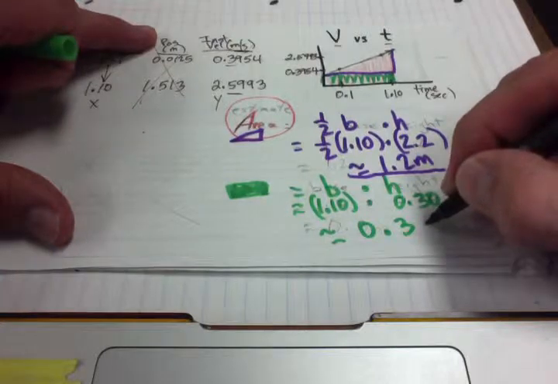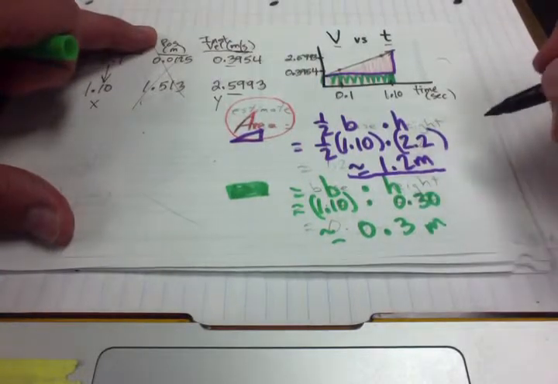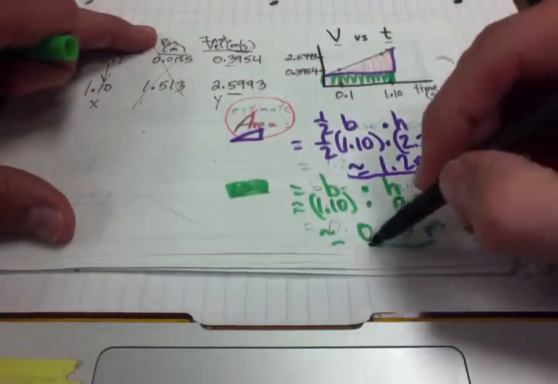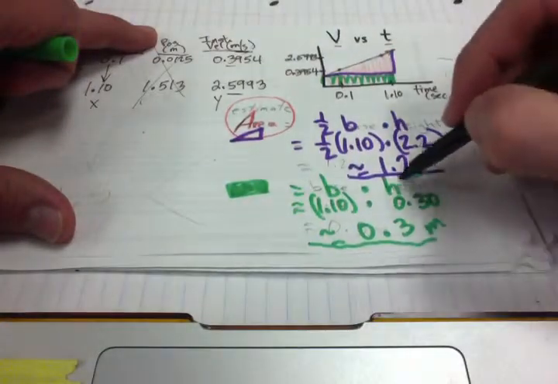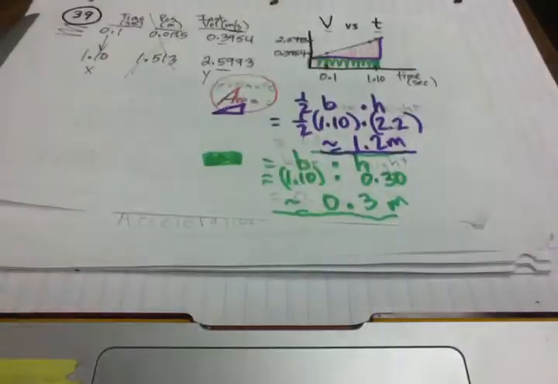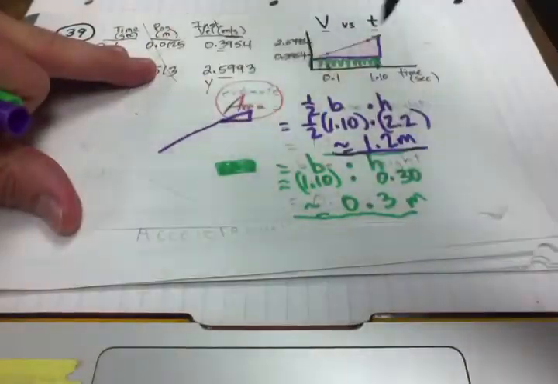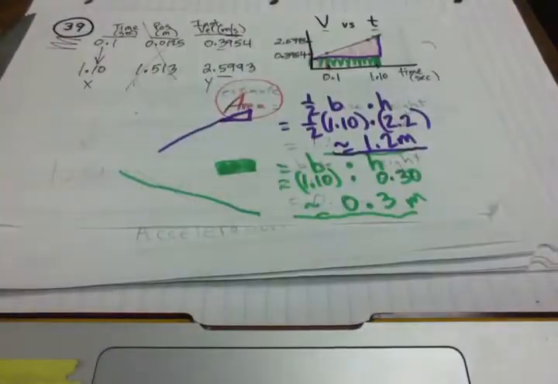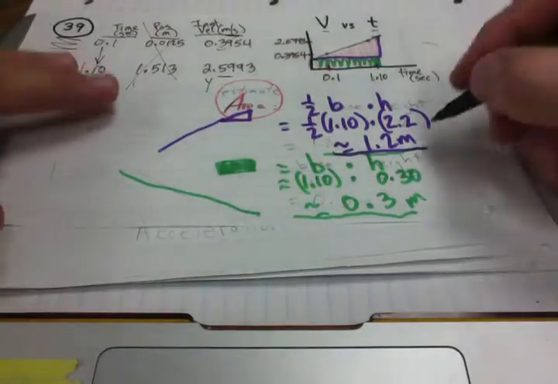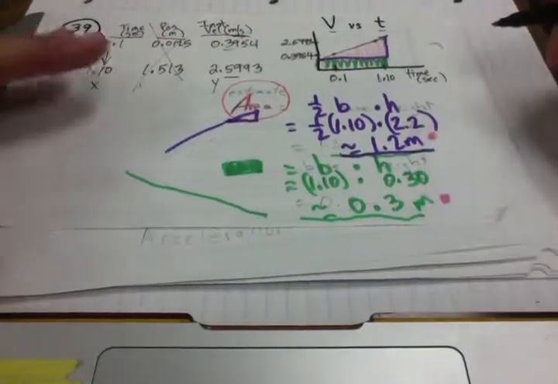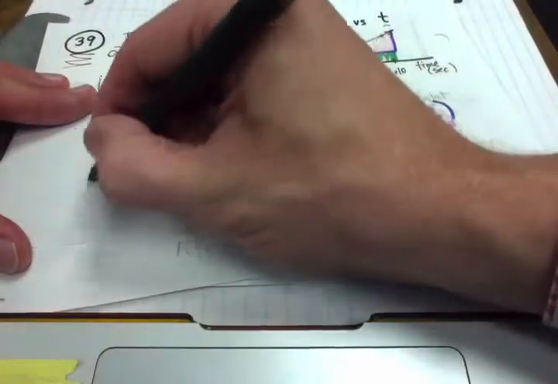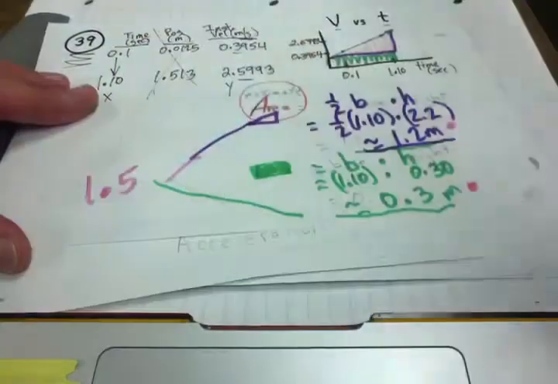So you estimate that. That's about 1.1 times 0.3, about 0.3. So I get this 0.3 for an area, 1.2 for an area. If I combine those, if I take the area of the triangle and the area of that piece, what do I get? Well, I add them together, I get right about 1.5.